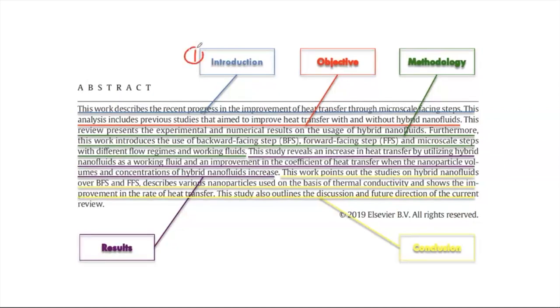The first section is the introduction. This work describes the recent progress in the improvement of heat transfer through micro-scale facing step. Only one sentence. In the previous example, you had 2 sentences. Now, look into the second sentence. It straight away goes into the objective.